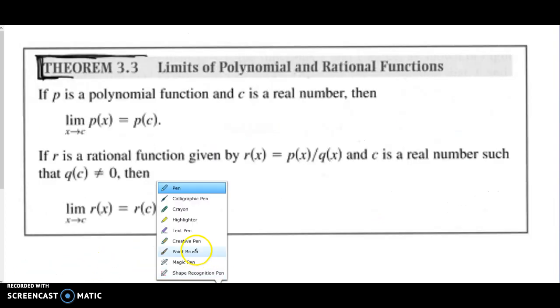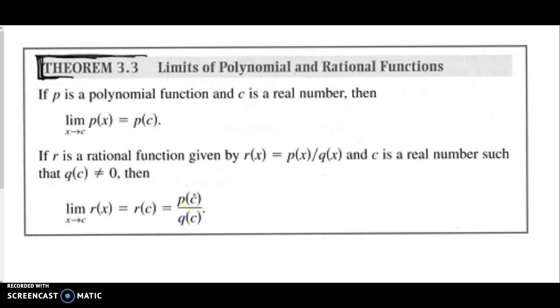So let's add some fancy theorems to our list here. It says limits of polynomial and rational functions. So think for a minute, what does it mean for something to be a polynomial? What does it mean for something to be rational? Okay, well, if p is a polynomial function and c is a real number, then the limit as x approaches c of p of x is p of c. I'll talk about this in a second.